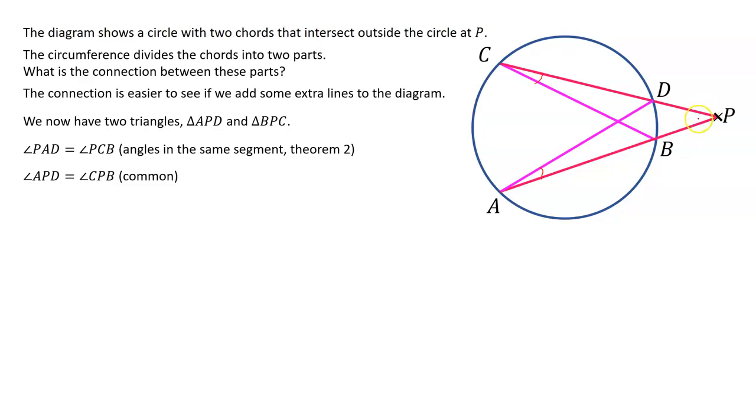I can say that angle APD equals angle CPB. It's a common angle, common to both triangles. So because these triangles have two angles that are equal, I know that the third angle must be equal. So I can say that triangle DAP is similar to triangle BCP using AAA.